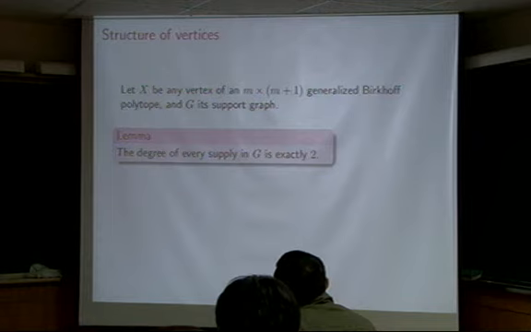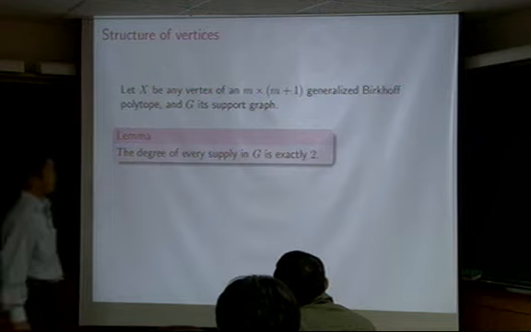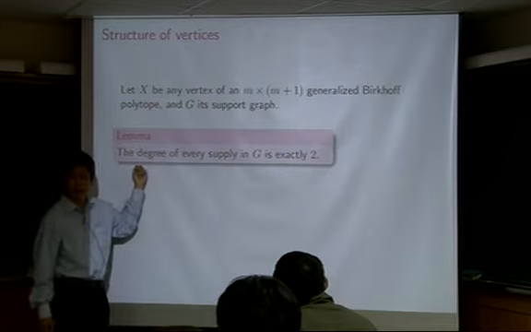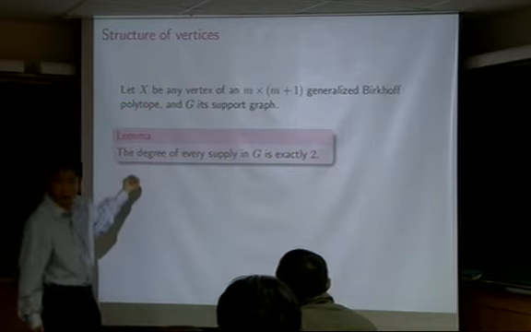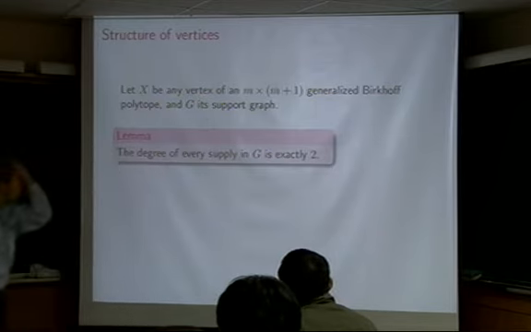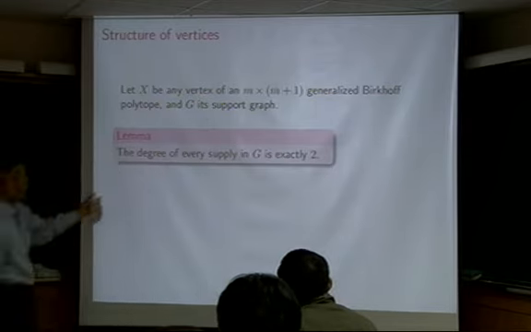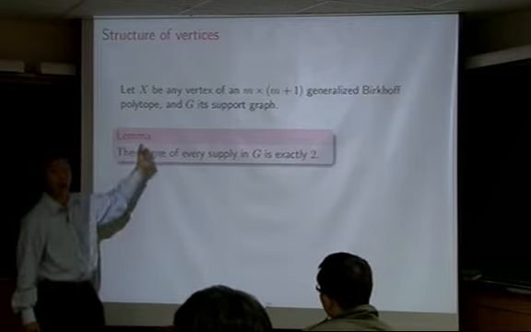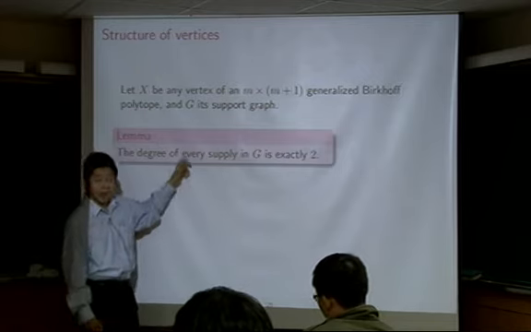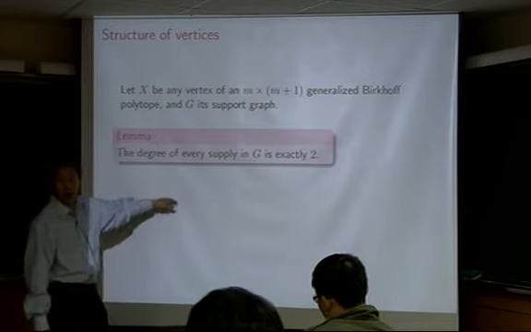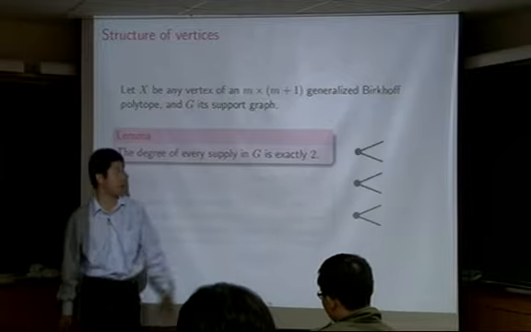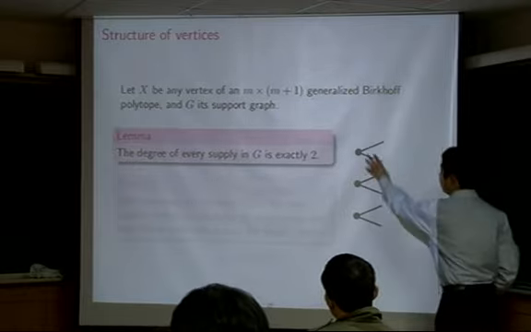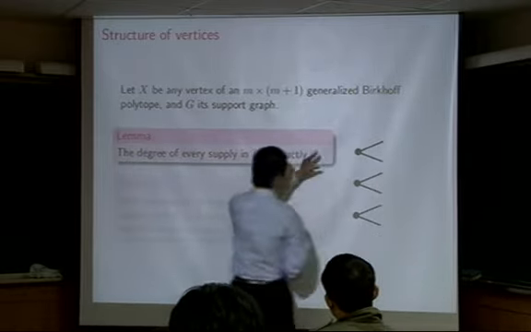What ends up happening in these polytopes is that whenever you look at a vertex in a generalized Birkhoff polytope of size m by m plus 1, and you look at its support graph, it's a subgraph of the complete bipartite graph on m and m plus 1 nodes. In that graph, every left node, the supply node, is going to have degree exactly 2. I don't know what it looks like over here; you may have things that have degree 1 and 3 and whatever, but here you always have these degree-2 nodes.